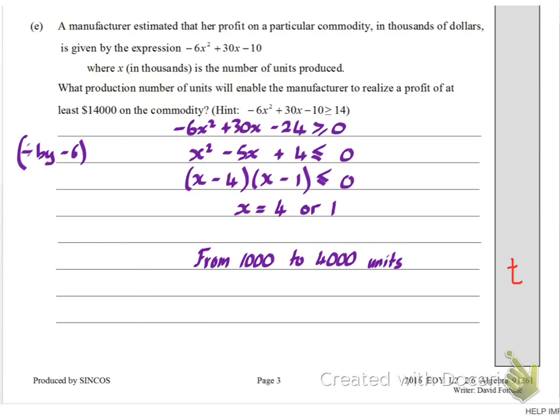So we have from 1,000 to 4,000 units, because we have to have between there where it's less than 0. That will give you extended abstract thinking and another excellence question done.